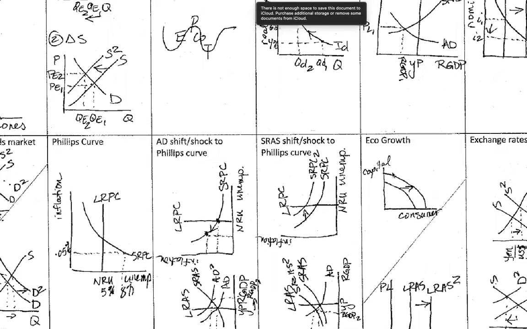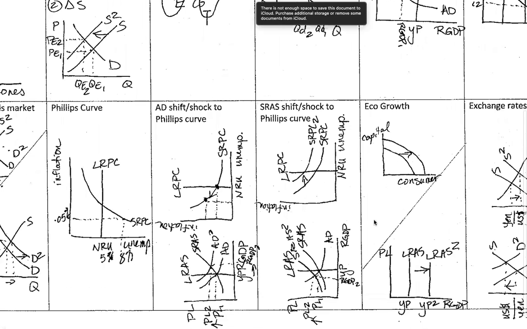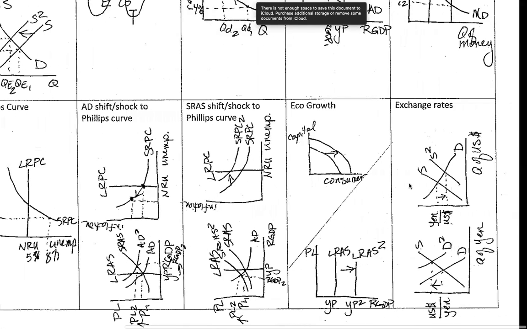And then there's two ways to show economic growth, and you're familiar with both of these. The easiest way is when long-run aggregate supply shifts to the right. That represents long-run economic growth. The other one is with the PPC. If the PPC shifts outward, that means you can produce more.